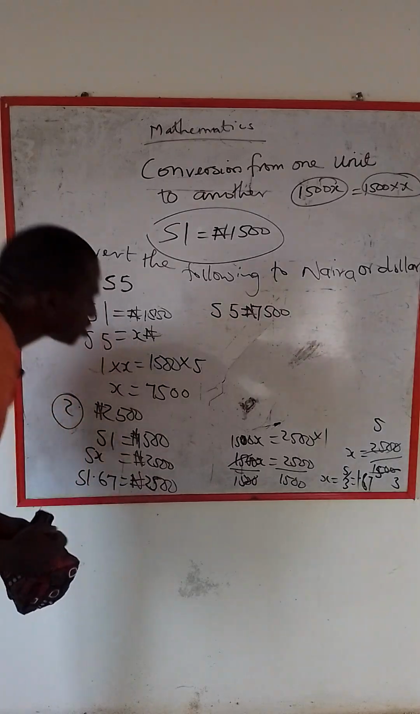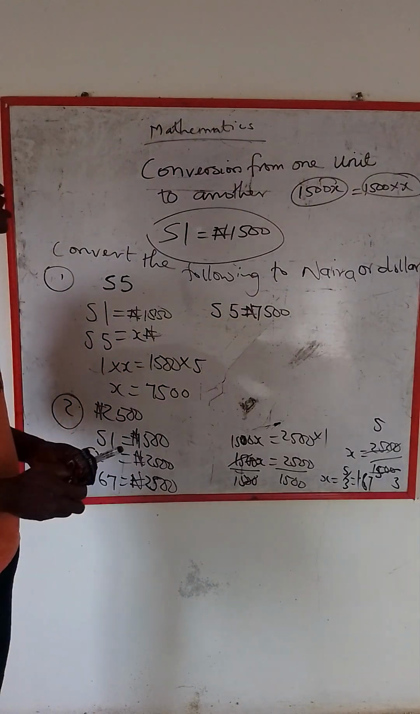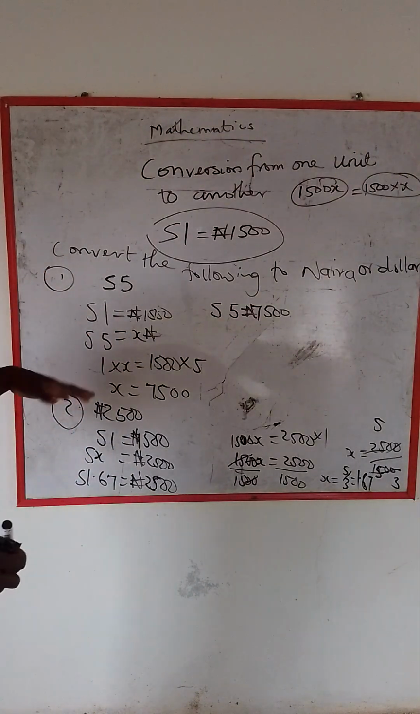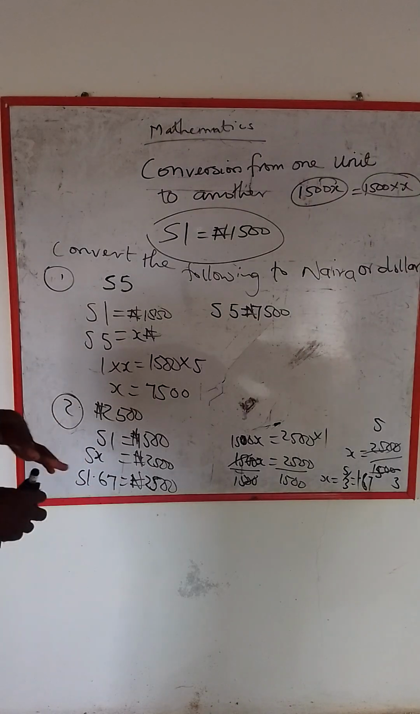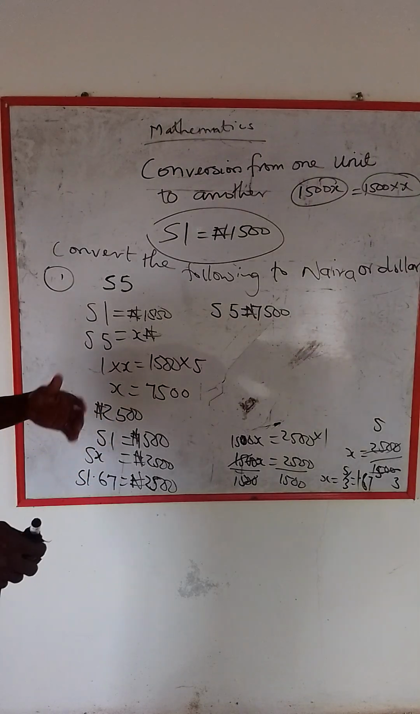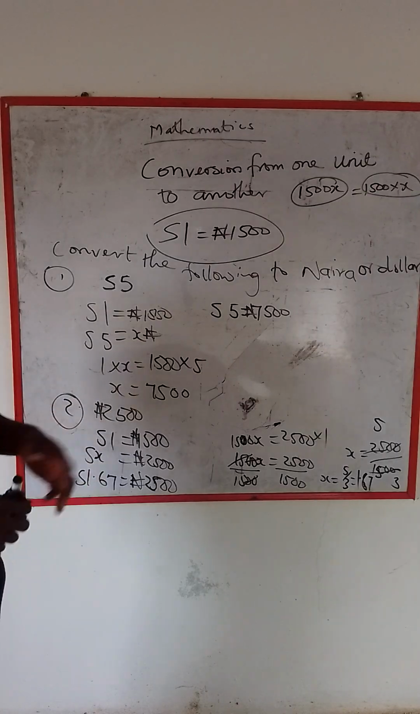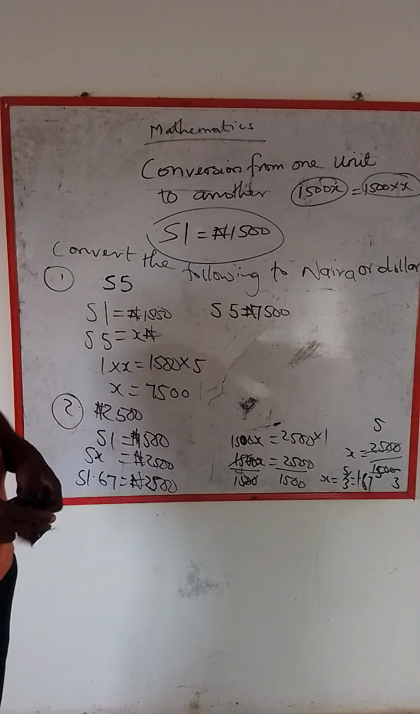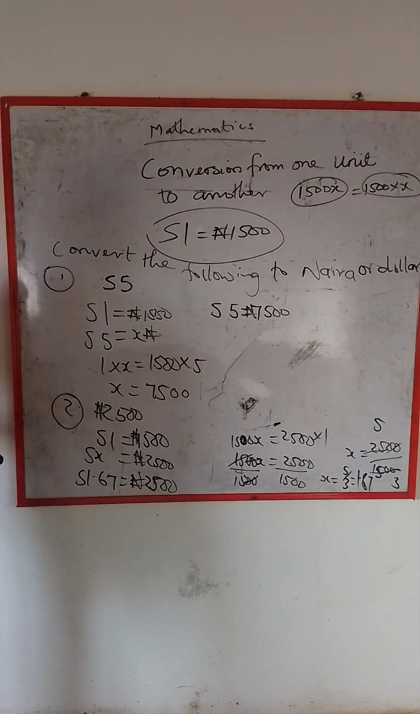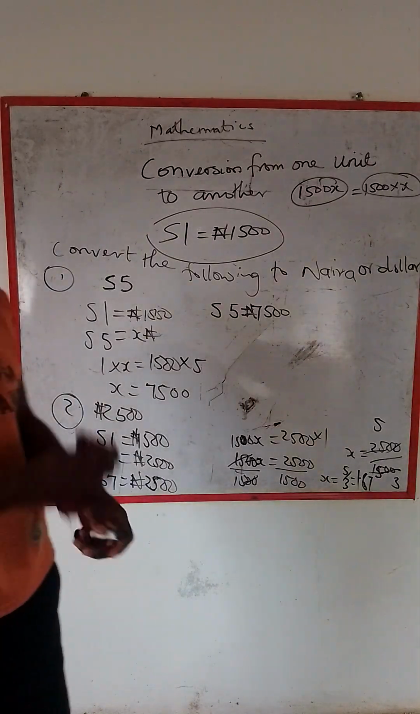2,500 naira. This one is just for money conversion. But this process and procedure is made for conversion of any kind of units. I'm just doing it for naira to dollar. Now let me go to centimeter and meter. Centimeters and meters. In fact, any kind of unit.